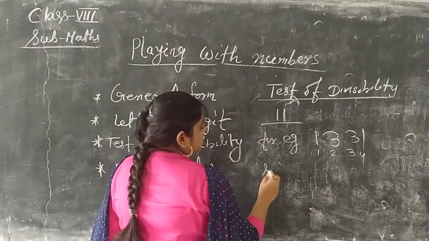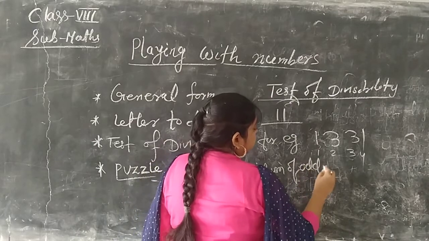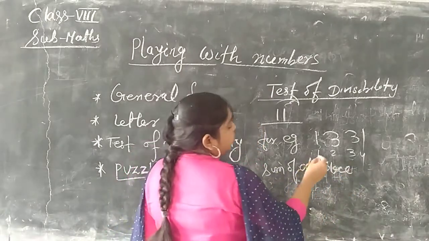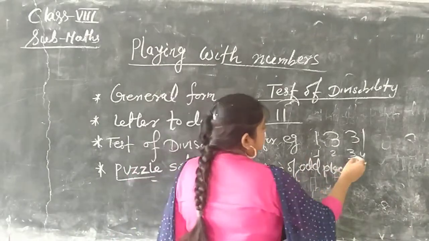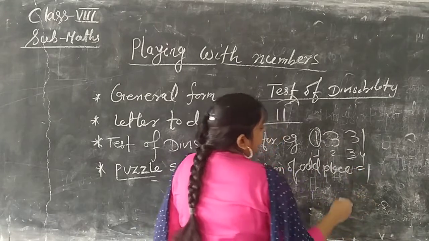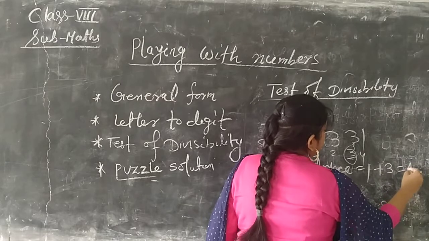So first we write the sum of odd places. Means, which numbers are at the odd places? 1 is at an odd place, 3 is at an odd place. So 1 plus 3 is 4.